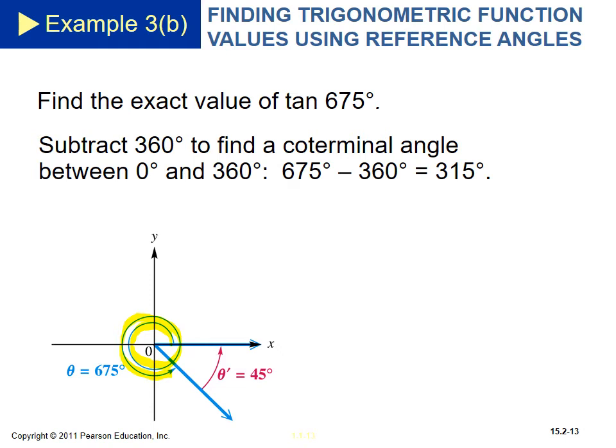So you go ahead and you find the coterminal angle. So 675 minus 360 is 315. From there, you subtract 360 minus 315 and you get 45, tangent of negative 45, as this angle is formed by going this way. Okay, so it comes back the other direction. So it's negative tangent of 45, which would be negative 1.